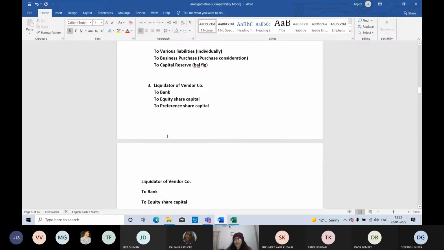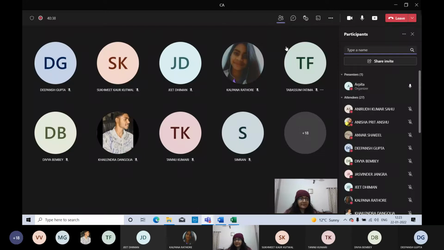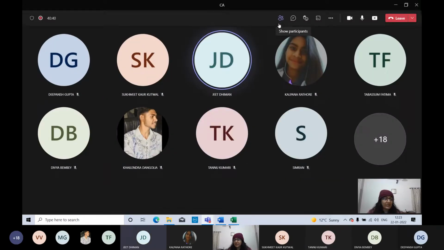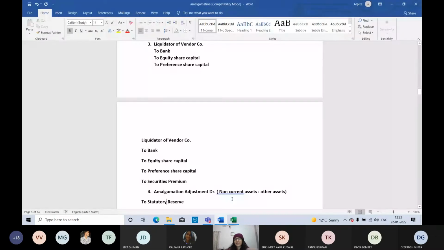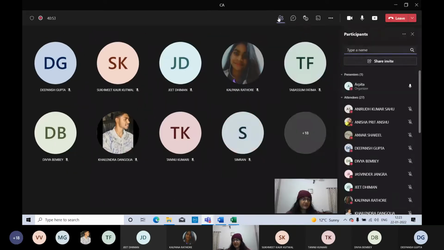Also please note there is a possibility कि security premium अगर involved है तो उसको separately हम credit करेंगे. That is, liquidator of vendor company to bank to equity share capital to preference share capital to security premium. Okay. Are the 3 entries clear, guys? Yes, ma'am. Okay. Thank you. So fine, the 3 entries are done. Now you will note in the question, people, that sometimes, let me just talk about the merger and purchase difference again.